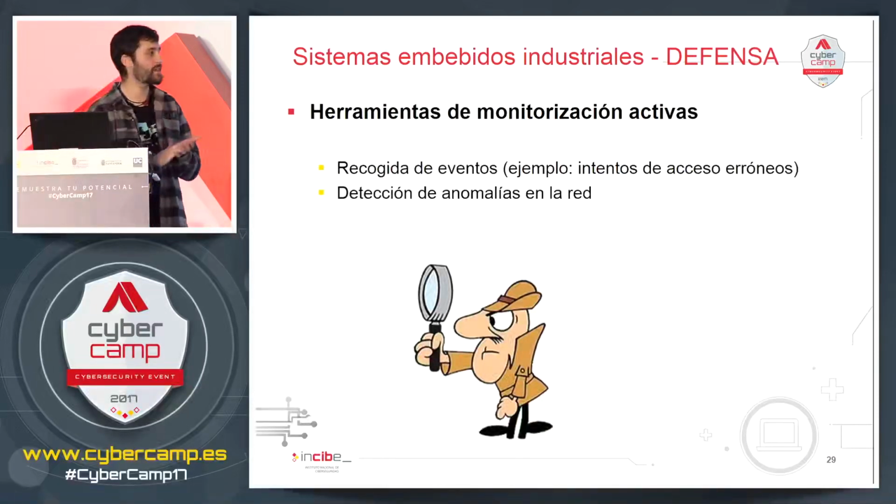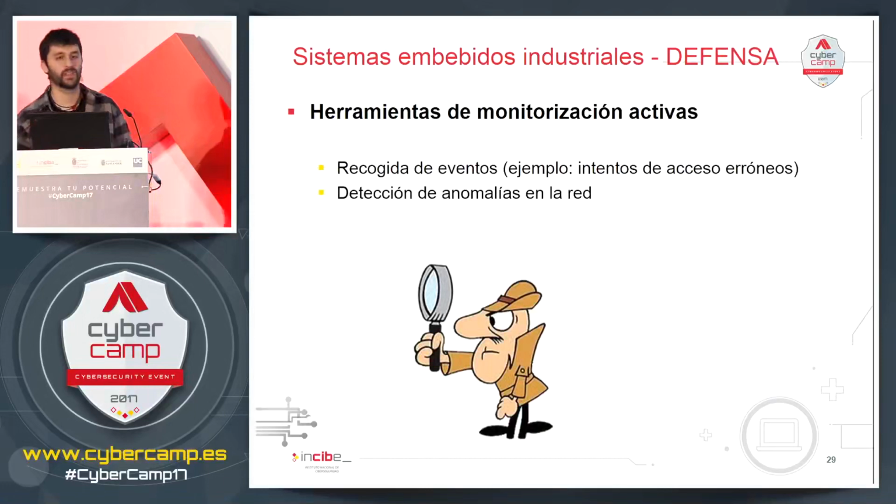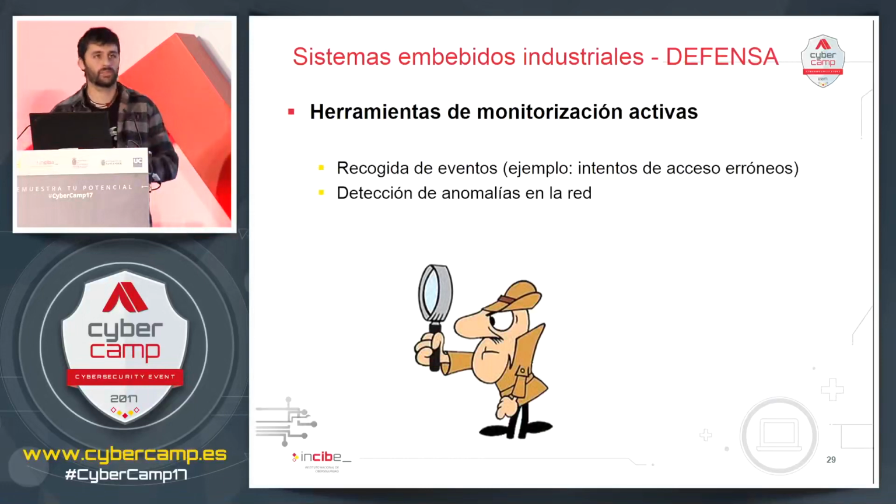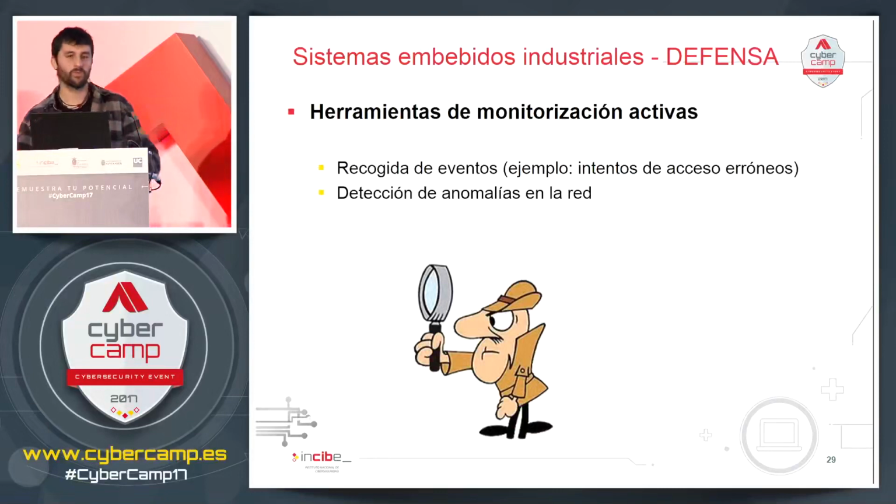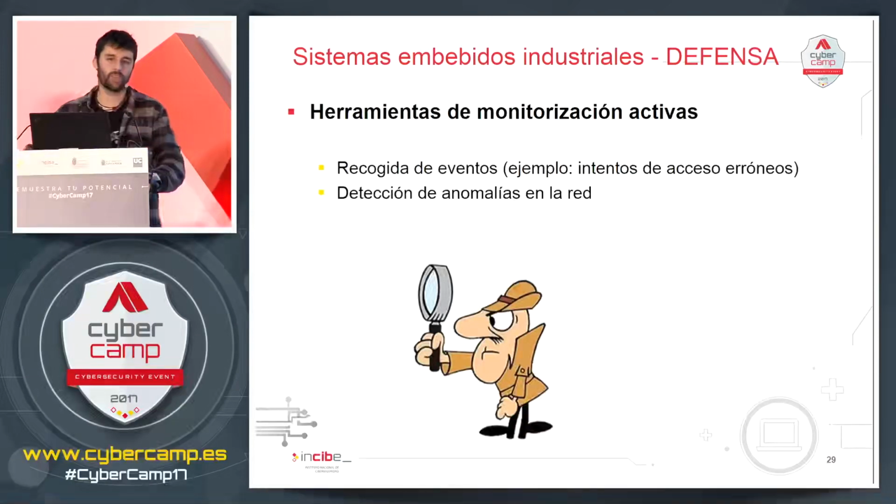Detection of anomalies in the network. Here we're talking about very advanced malware detection. For example, Industroyer, which was launched not long ago, a modular malware with IEC 104 modules, and maybe BlackEnergy, which was a bit more well-known, that affected a substation in Ukraine. And what it basically did was to open and close electric switches.